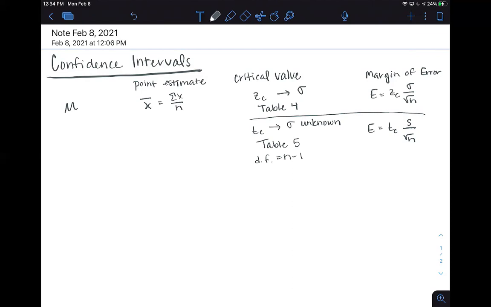Then we looked at confidence intervals for the population parameter P. And what was our point estimate here? Anybody remember? It was P hat. So X divided by N. What critical values do we use here? Do we use normal or T? Normal. So from table 4. And our margin of error formula E equals the critical value times the square root of P hat, Q hat divided by N. How do we find Q hat? 1 minus P hat.